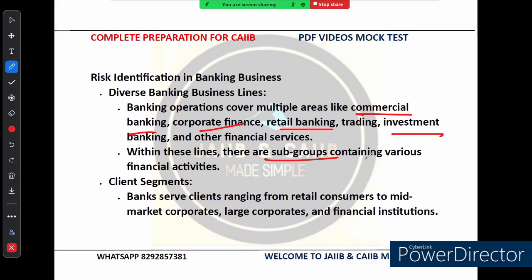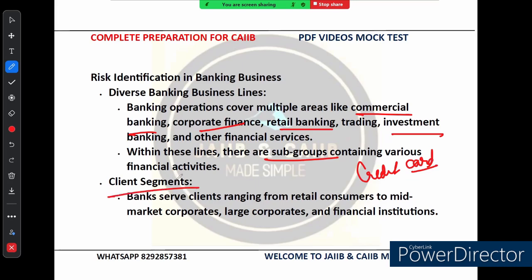So within each of these areas there are different kinds of financial services happening. For example, in retail banking you might have credit cards, right, and personal loans under one umbrella. All of these different activities come with their own set of risks, and the bank has to identify and manage them. Now let's talk about the client segment.